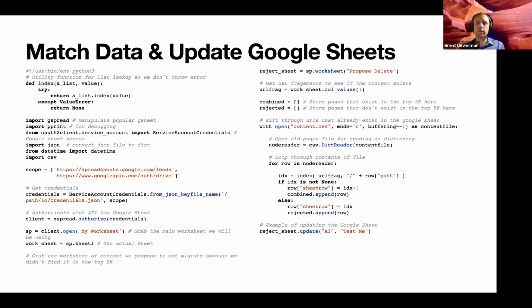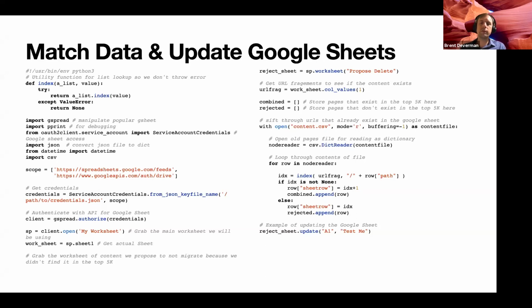Okay, so in that Google Sheet, I have the URL fragment there, the URI. And so I can see if my CSV has that URI and if there's a match. As you see in the for loop, I'm then separating out the ones that are in the top 5,000 and the ones that are not. And then, once I have that separated out, I could say write it back to that Google Sheet, the proposed delete Google Sheet.